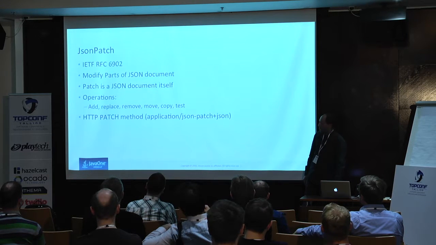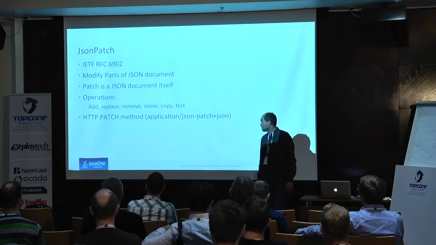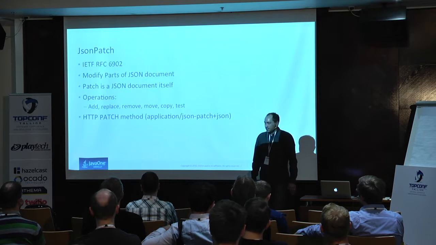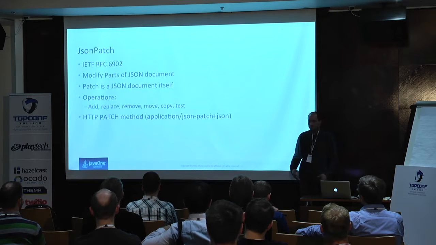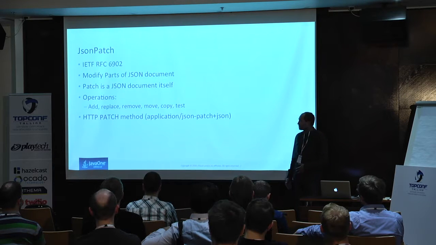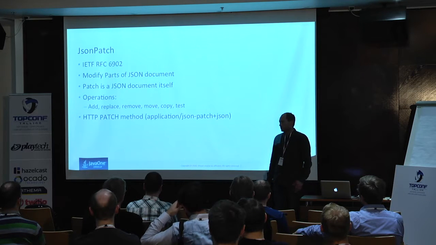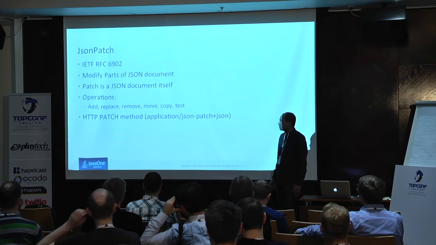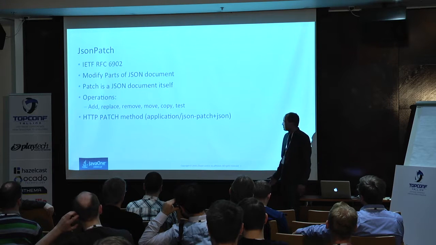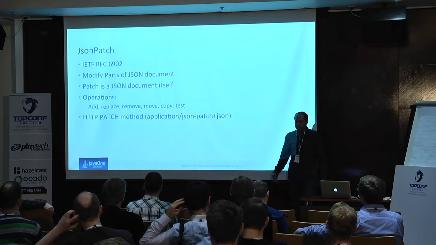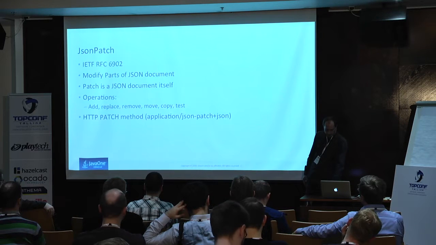The other one is using JSON patch. JSON patch is defined by RFC 6902. It defines a format of a JSON document which you can use to modify parts of existing JSON documents. In the predefined format, you need to define an operation which you want to do. There is a fixed set of operations: add, replace, remove, copy, test, and move. You can also send the JSON patch document through HTTP directly, which is nice.